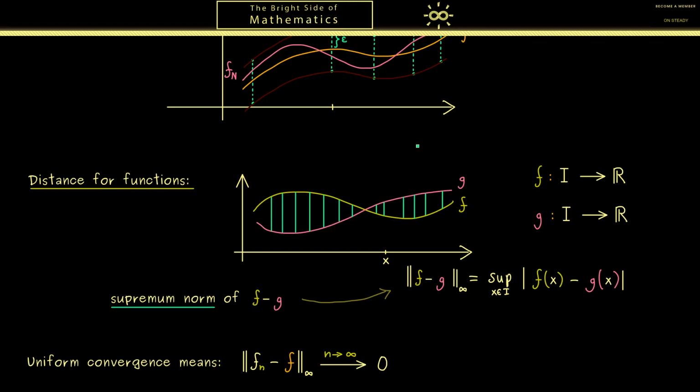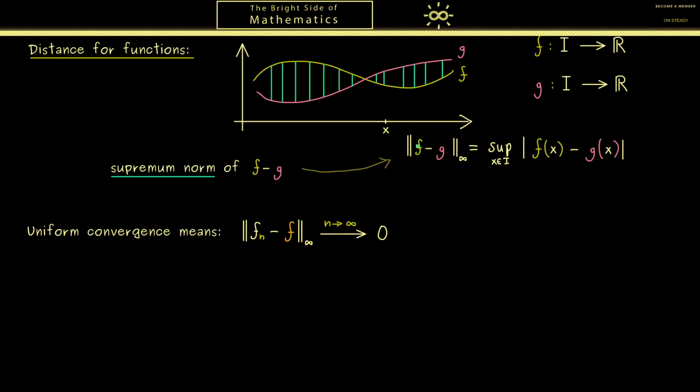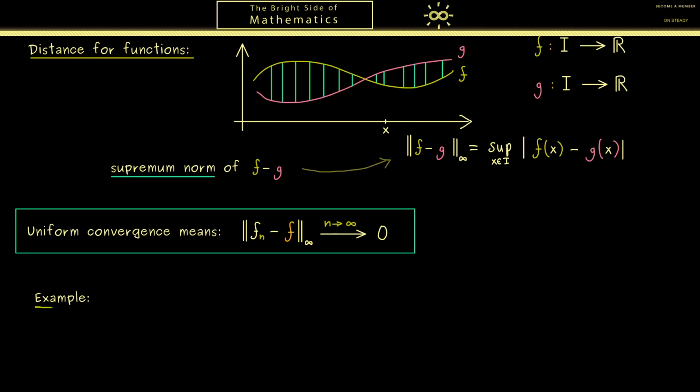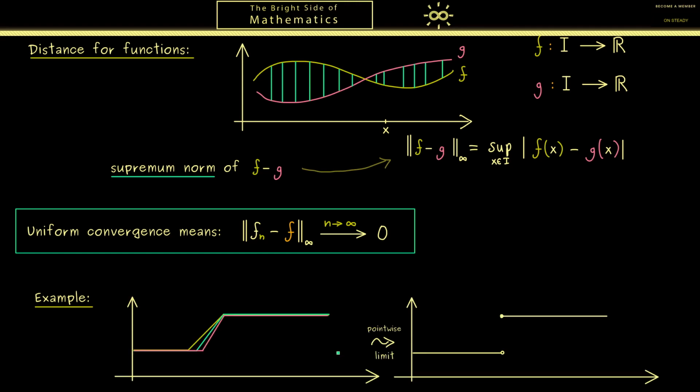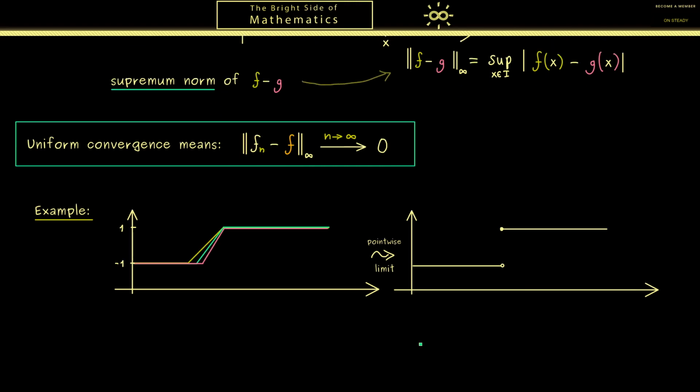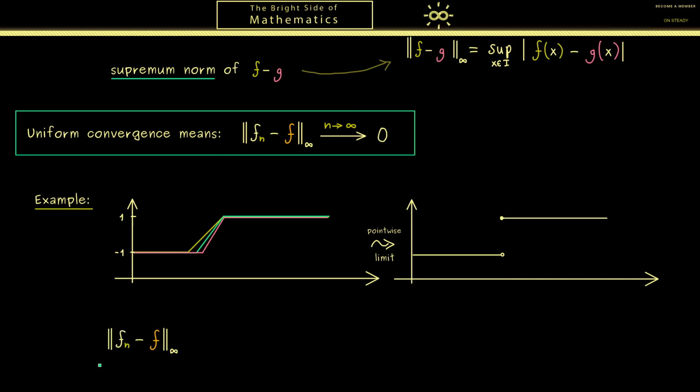Okay, now after all these definitions, let's look at an example. So maybe we should take one we already discussed in the last video. There we had some simple functions that got steeper and steeper here until the pointwise limit was this function. We want to calculate a little bit, therefore let's say this value here is -1 and the one above is 1. What we will see now is that we have the pointwise convergence, but not the uniform convergence. Therefore, what we should look at is the distance between fn and f in the supremum norm.